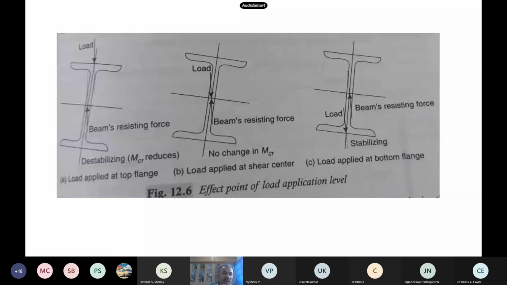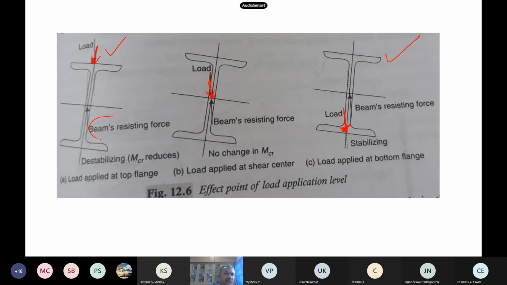For example, say this is an I section. I can apply the load on the top flange, or I can apply the load at the centroid of the I section, or I can apply the load at the bottom. You followed? The load is applied at the bottom. Now tell me the difference between the first one and the second one. Are they the same or different for lateral torsional buckling?